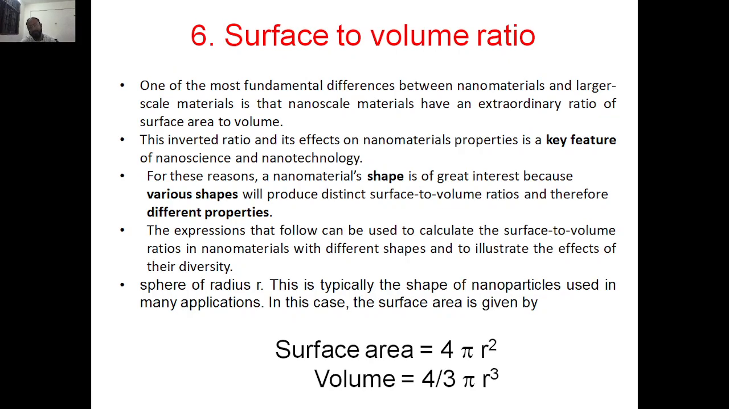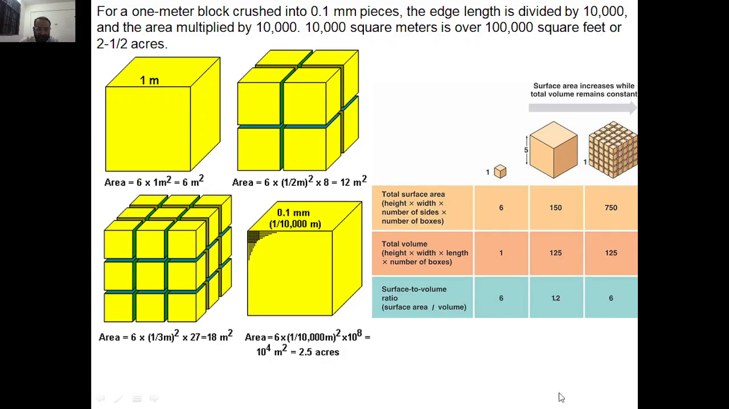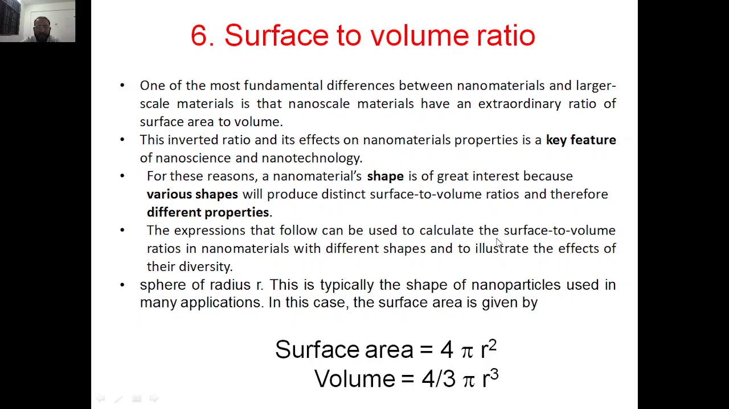Next topic, we have surface to volume ratio, which with the same example we are going to explain or prove. As the particle size is reduced, the surface will increase. That will be in the next class.